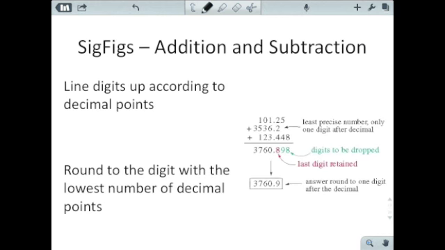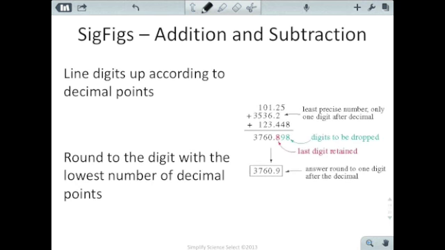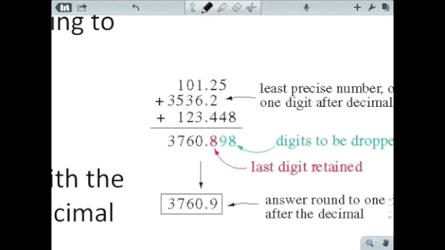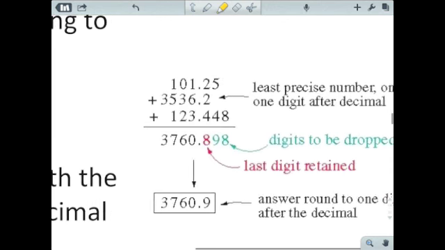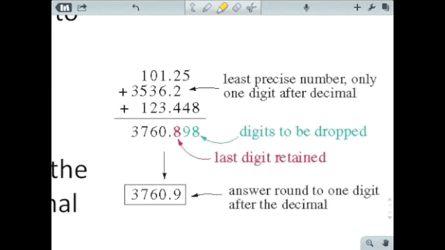Now, when we use these numbers in multiplication and division, addition and subtraction, we also have some special rules that we have to follow. In addition and subtraction, okay, so just in addition and subtraction, if we're adding or subtracting 2 numbers, we line up the digits according to the decimal point, and we round the digits to the lowest number of decimal places. So if we're looking at our example over here, what we can see is that we have our 101.25, and we have our 3,536.2, and 123.448. And if we're adding those together, we use the least precise number.